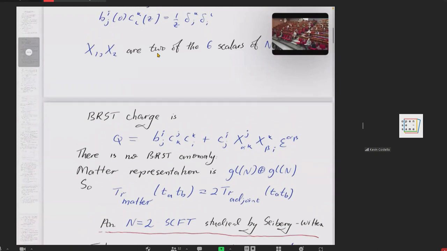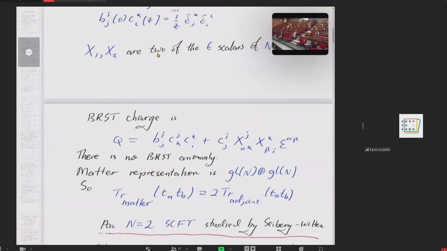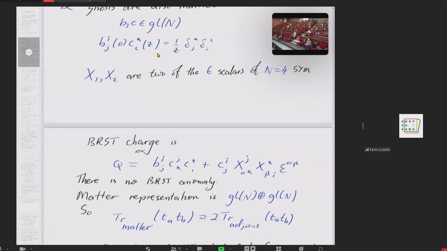So in this theory, the BRST charge, from what we saw last time, is just given by trace BCC plus trace CXX with some epsilon tensors when we contract the X's. So this is just a special case of our discussion from last time. And we can ask, why does the BRST anomaly vanish? The reason is, we saw last time, the BRST anomaly vanishes if the trace in the matter representation of a product of two matrices is twice the trace in the adjoint representation. Now, in this case, since the matter representation is two copies of the adjoint representation, that just holds automatically.